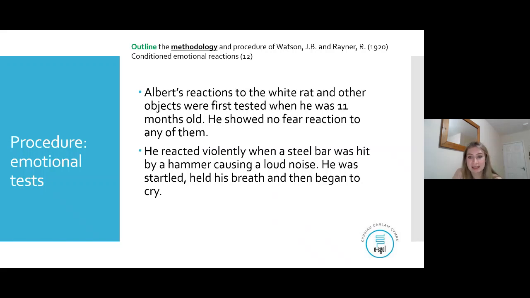He reacted violently when a steel bar was hit by a hammer, causing a loud noise. That was something that he was really scared of. He startled, he held his breath, and he began to cry. So that's how they sort of initiated this, right? What's he scared of? What can we use to induce this phobia onto him?